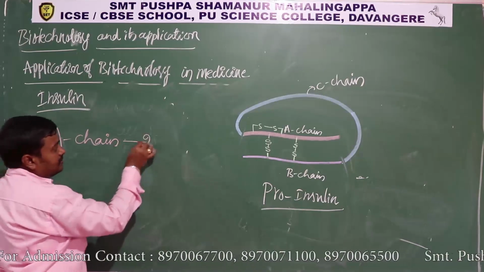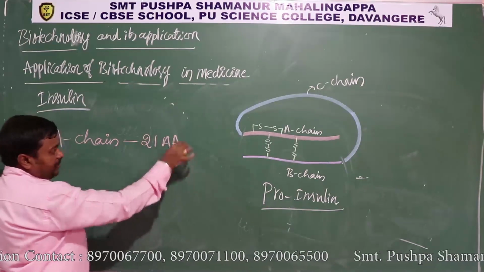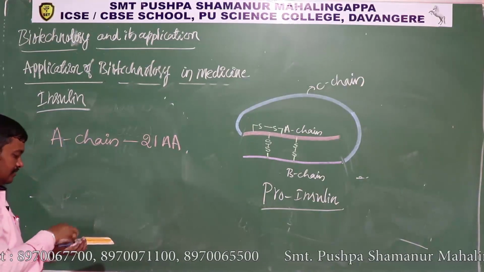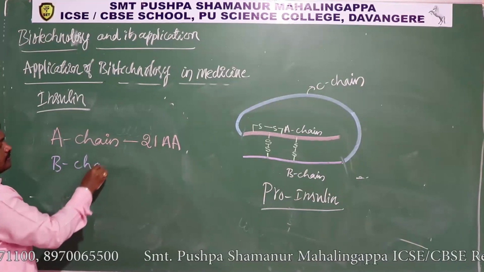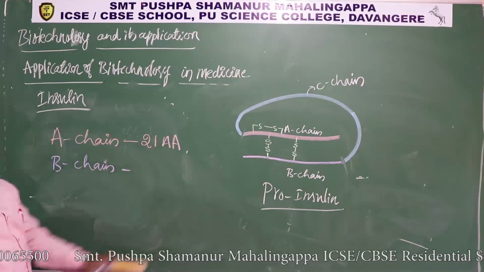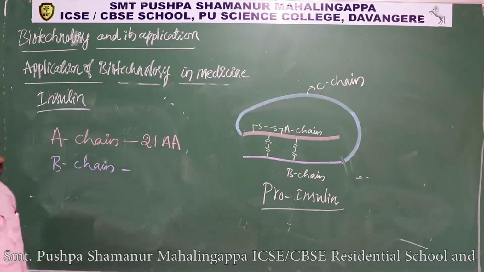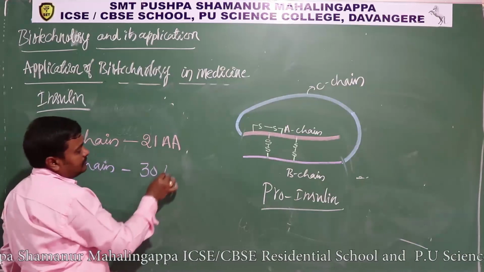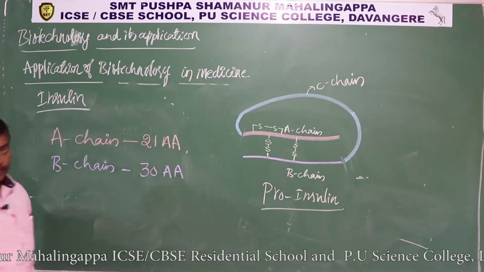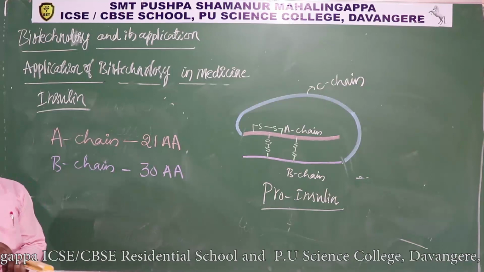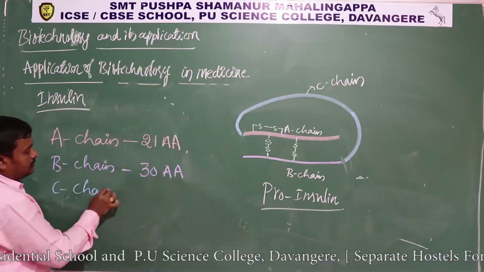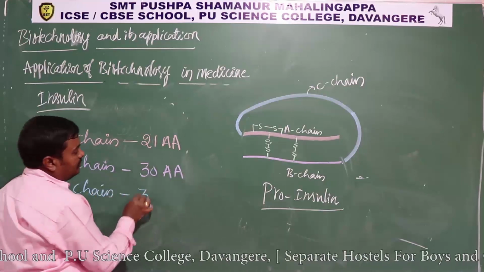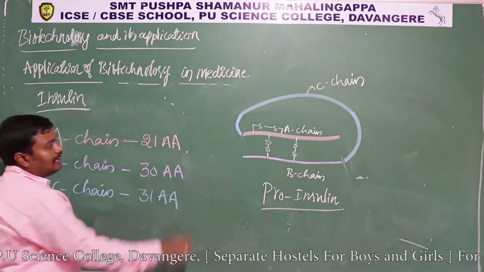A chain has 21 amino acids. Then the B chain, this B chain consists of 30 amino acids. So similarly the C chain consists of 31 amino acids.